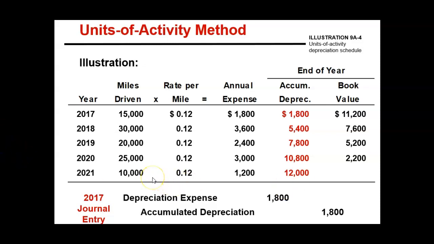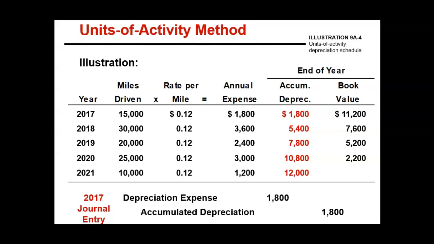Now, it just so happened we drove the truck 10,000 miles in 2021. But even if we drove the truck for 20,000 miles in 2021, the expense amount will still only equal $1,200 because this amount here cannot be more than the asset's depreciable cost. And again, the depreciable cost amount was $12,000.